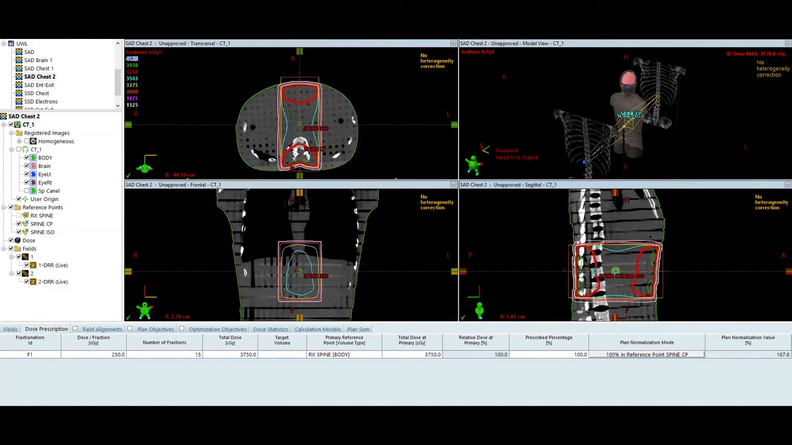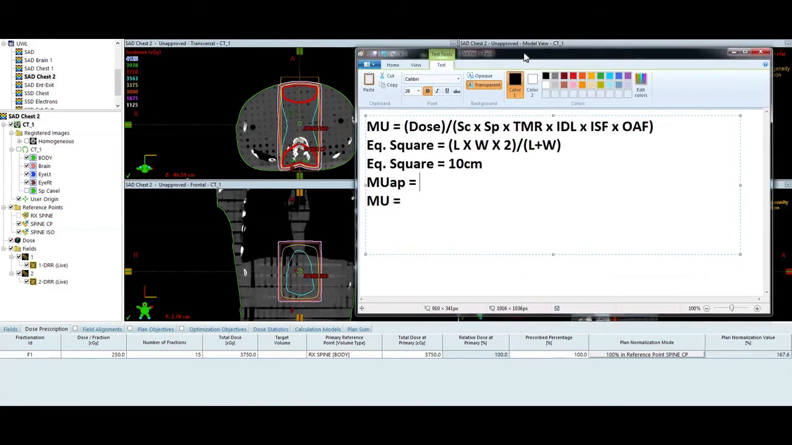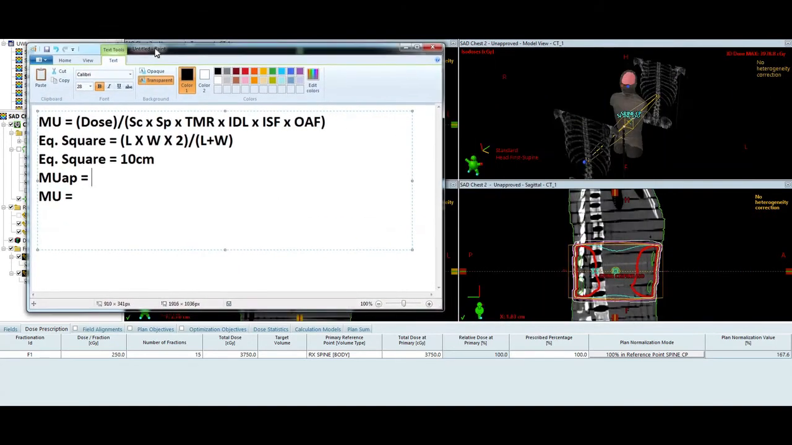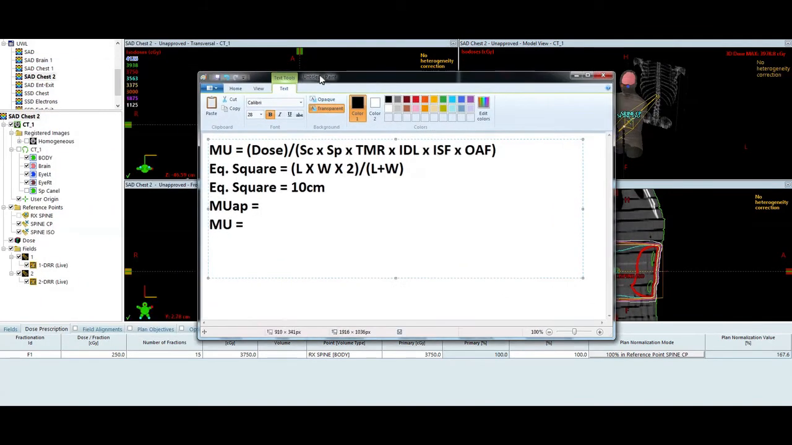My monitor unit equation doesn't change from the previous example. We are making some assumptions. We are assuming that I have a 10 centimeter equivalent square, which is a rough approximation suitable for this example. We do have some curvature of the patient as well that's going to affect dose distribution, but for the most part, this should get us pretty close.